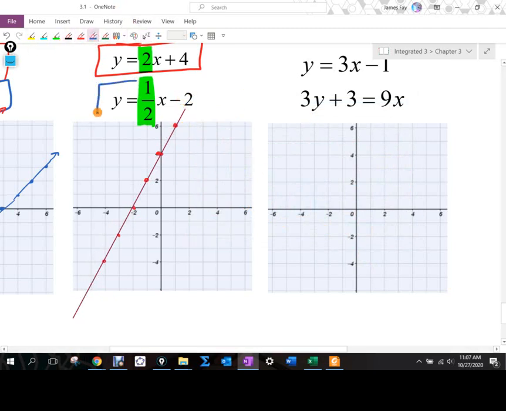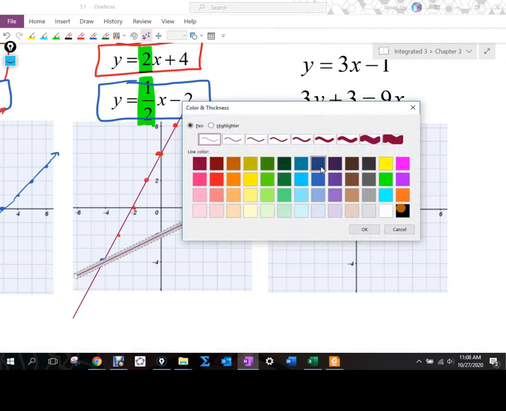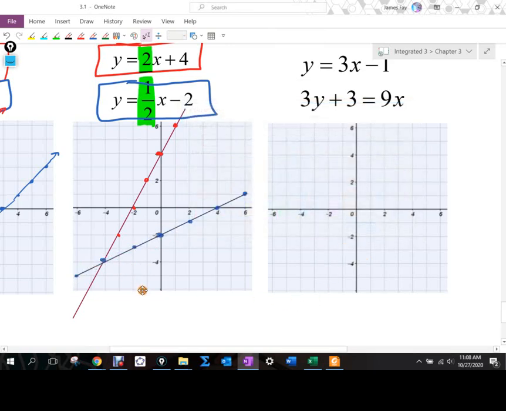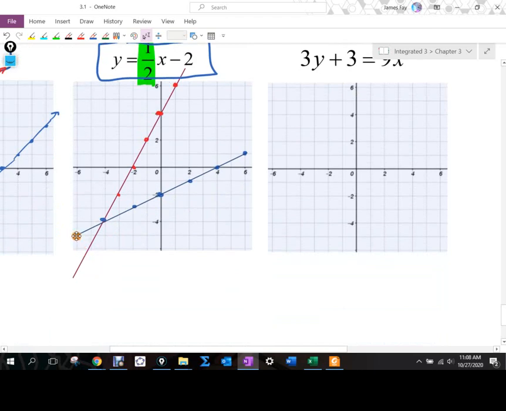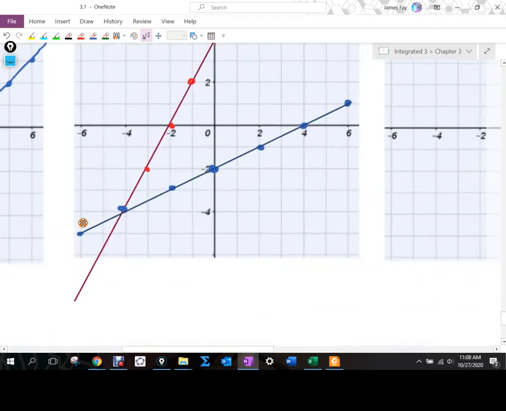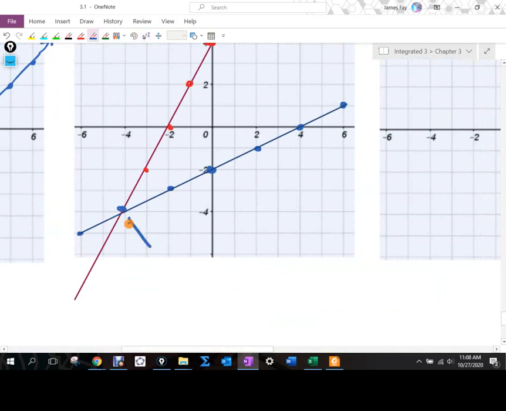So now the bottom line, what's your y-intercept with that one? -2. We're going to go from there. Up one, right 2. Or down 1, left 2, right? And there is our blue one. So where does it look like they intersect here? What point does that look like?